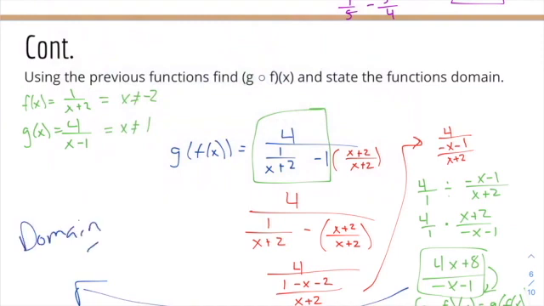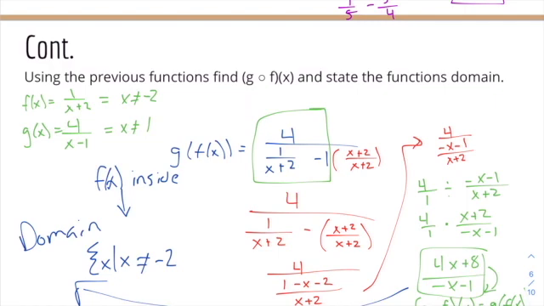I start out with all values of x, like always. First thing, x cannot be negative 2 in this case, and it can't be negative 2 because f of x is my inside function. And since f of x is my inside function, I can't plug negative 2 into f of x. If I plug negative 2 into this function, it just doesn't work, because I get undefined. I can't plug undefined into g of x and get some answer.